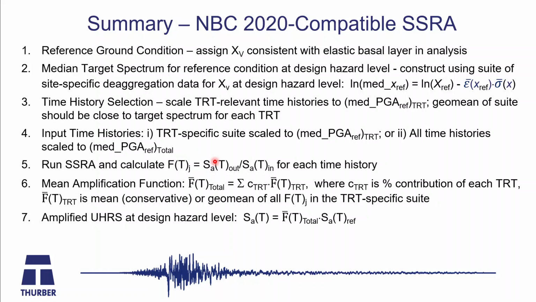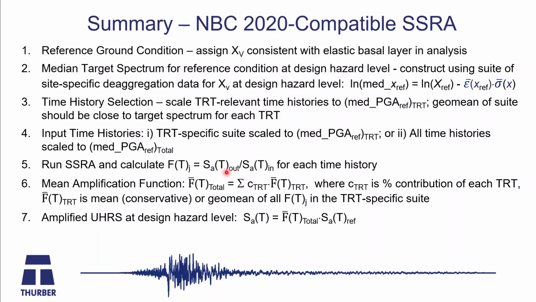Then you run the site response analysis and calculate the amplification function for each earthquake time history, right, which is just output divided by input. And then you develop the mean amplification function that you would get, and you do that for each of the tectonic regime types. And then you can weight those according to the percent contribution of each of the tectonic regime types to the intensity measure that you're using, which is PGA in this case. So you get those contributions from deaggregation and PGA.